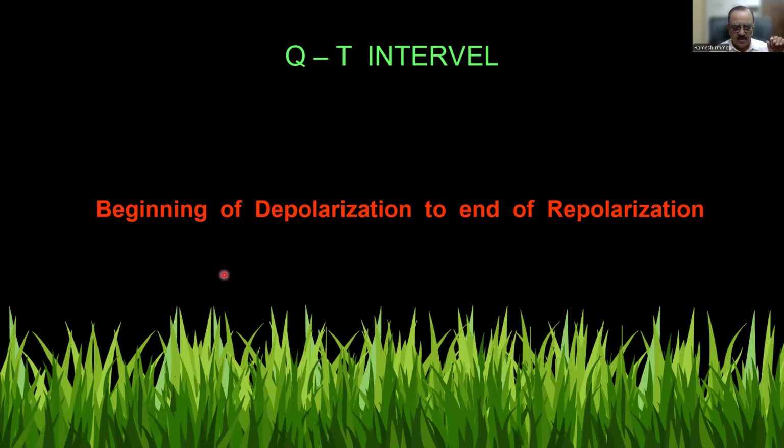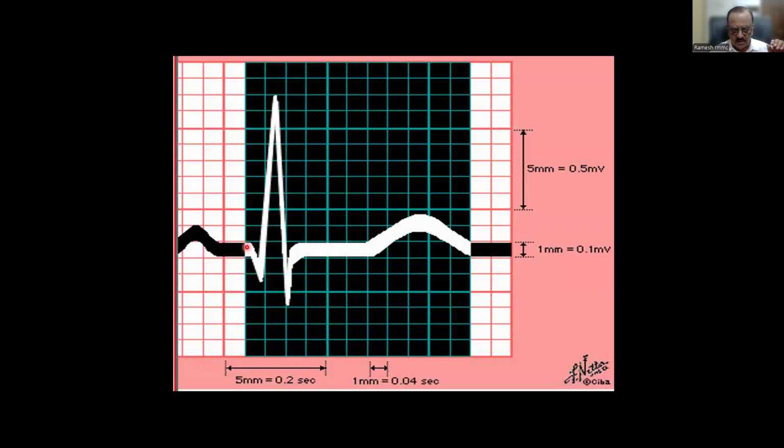So how do you measure the QT interval? From the beginning of the Q wave, that is the depolarization, to the end of repolarization. This is the Q wave, R wave, S wave, ST segment, T wave. So you measure the QT interval from the beginning of the Q to the end of the T wave. The entire distance horizontally is called the QT interval. What does it tell you? How much time it takes for the ventricular depolarization and repolarization. That is what the QT interval tells us.